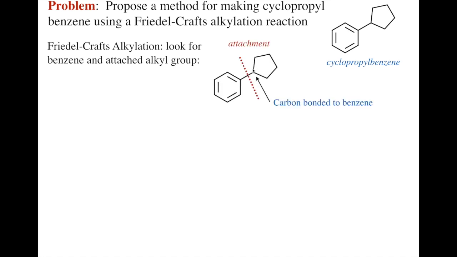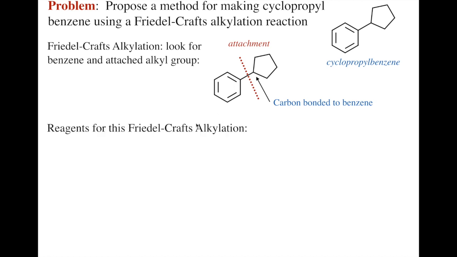So you can look at a product and come up with a plan for how to make it by breaking the product apart. We could say, well, we want to make cyclopropyl benzene. How would we go about doing that? Well, you look at the aromatic ring and where the attachment is made. So here is our attachment to the ring. This is the carbon atom on our attached alkyl group that we want to focus on.